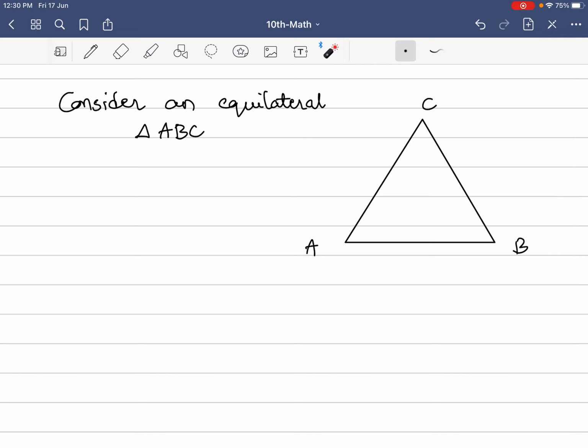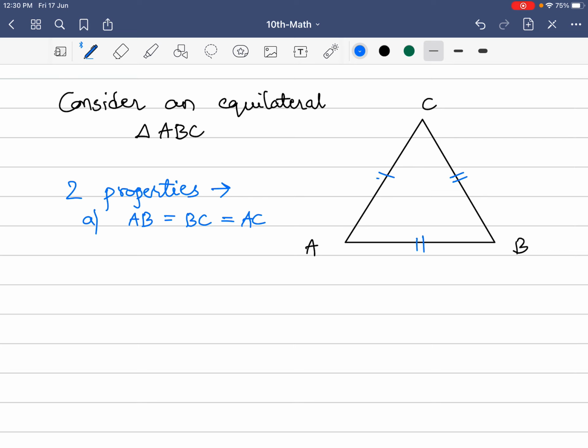Now, any given equilateral triangle has 2 important properties which I'm going to note down here. Property number 1 is that AB is equal to BC is equal to AC. All the 3 sides of an equilateral triangle are equal to each other in length. That is the first thing. And the second thing is angle A is equal to angle B is equal to angle C, which is equal to 60 degrees. Again, this is another property of an equilateral triangle.